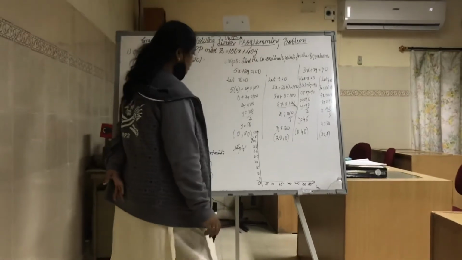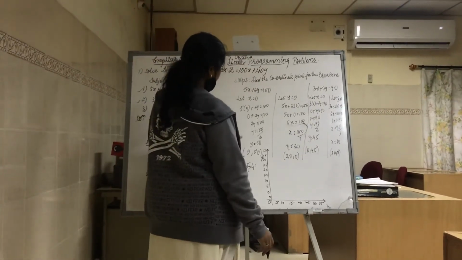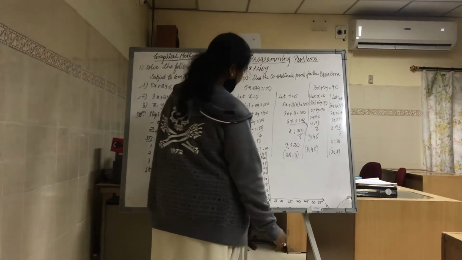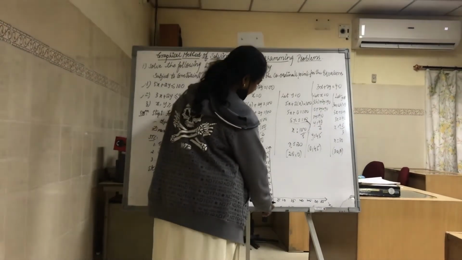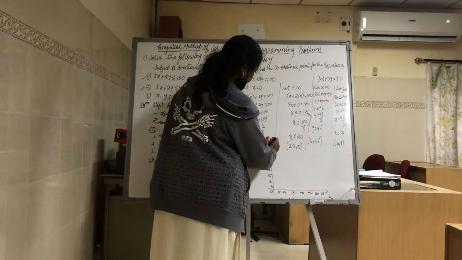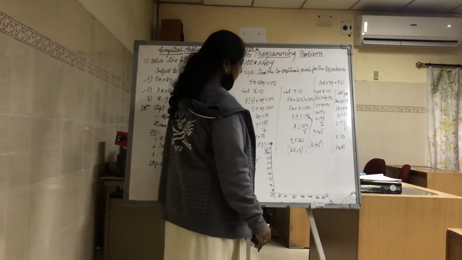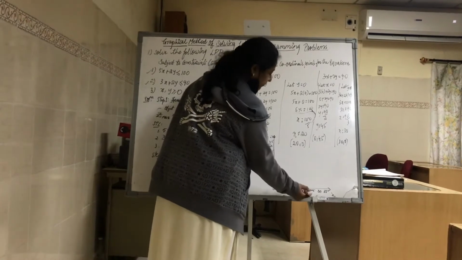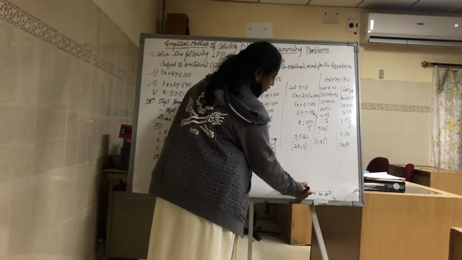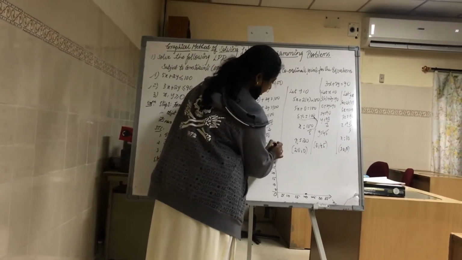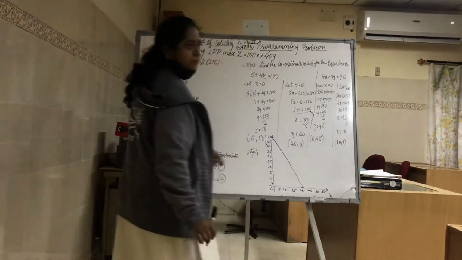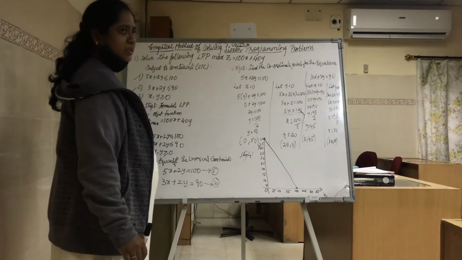Here in the first point, if I see only this equation, it is 0 comma 50. That is, x-axis is 0 and y is 50. Whereas here it is 20, 20 comma 0, y-axis is 0. So I join these 2 points. This is the first equation.